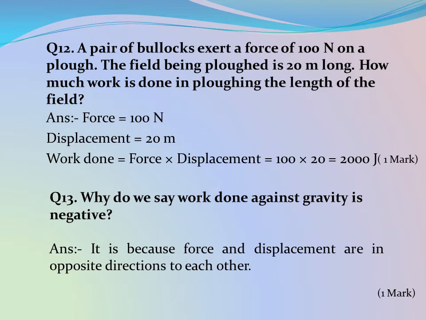Question number 13. Why do we say work done against gravity is negative? Answer: it is because force and displacement are in opposite directions to each other.